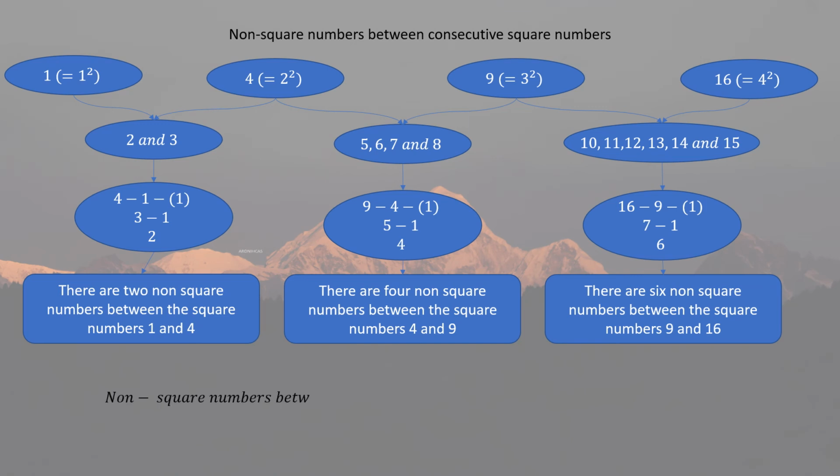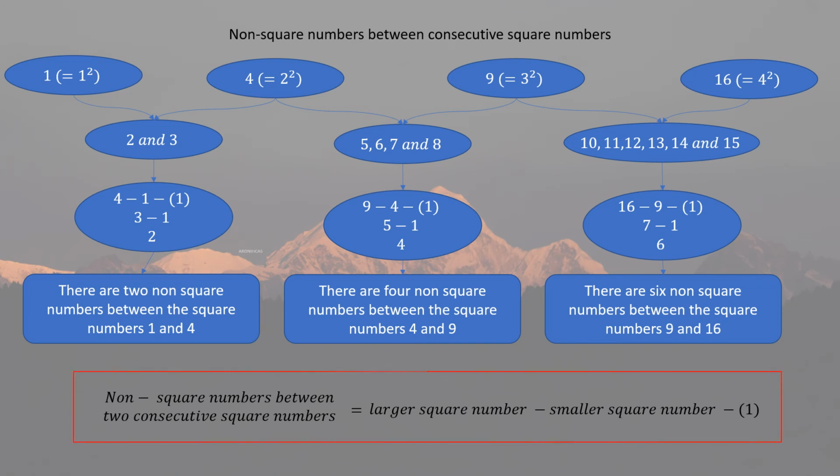So from this we can derive that non-square numbers between two consecutive square numbers can be found out by simply subtracting the larger square number minus the smaller square number minus 1. So this formula can be used to find out how many non-square numbers are between two consecutive square numbers.